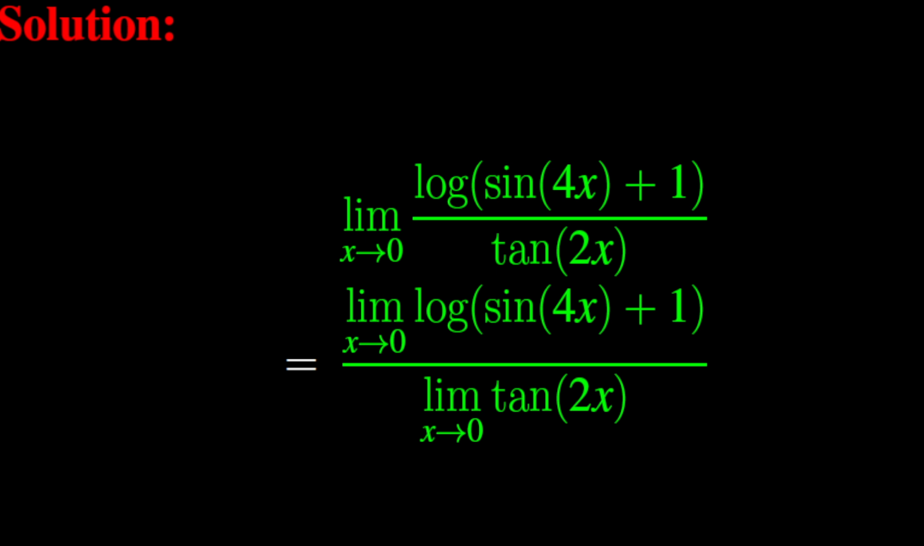Observe that, the limit of a quotient of two functions is the quotient of the limits of those functions as long as the limit of the denominator is not 0. So, the limit as x goes to 0 of the fraction logarithm of sine of 4x, plus 1, over tangent of 2x, is equal to the limit as x goes to 0 of logarithm of sine of 4x, plus 1 divided by the limit as x goes to 0 of tangent of 2x.